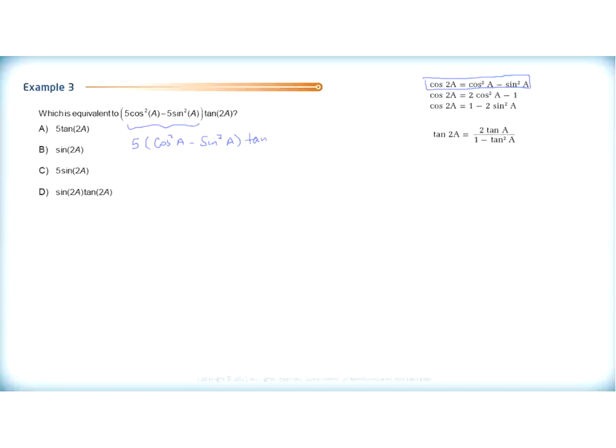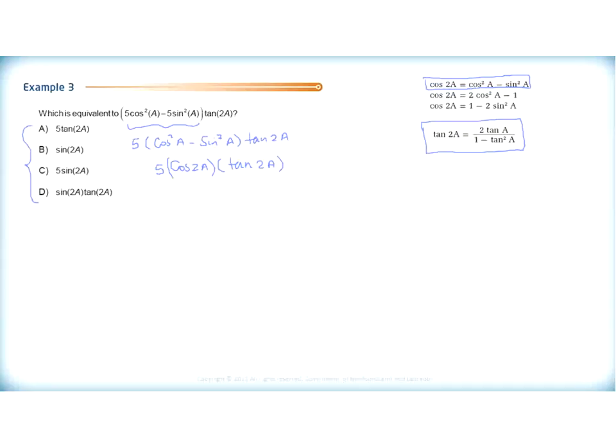And I'm just going to leave my tan 2A as it is for now, because this may actually work out, whereby I wrote it in here for you, but we may not have to use it. Cosine squared A minus sine squared A is cosine 2A. So I'm going to rewrite that as 5 times the cosine of 2A times the tan of, I was going to write tan squared, but it's tan 2A. Fix that.